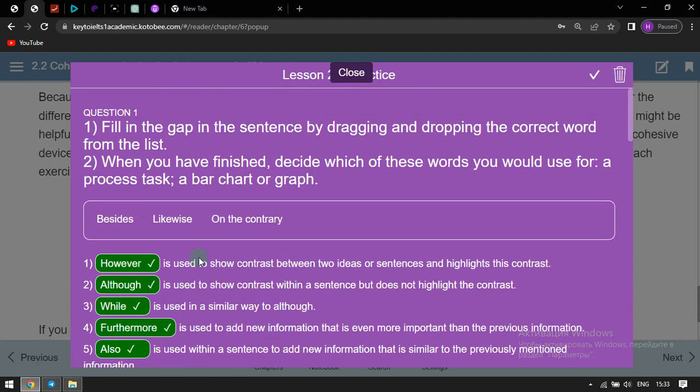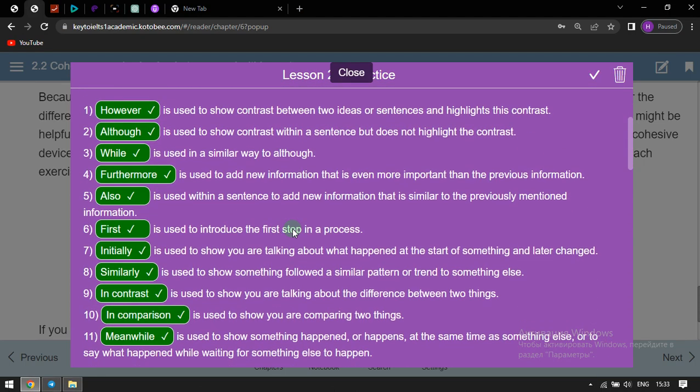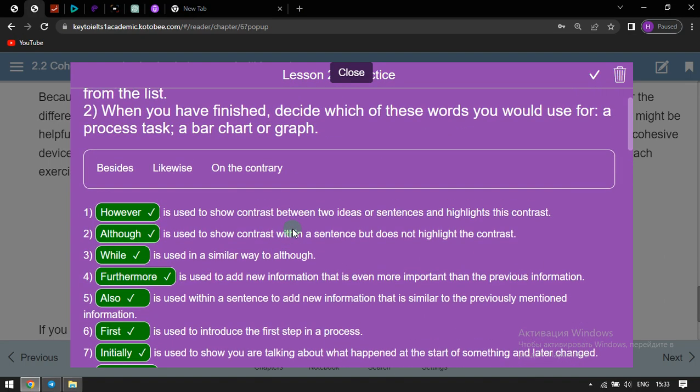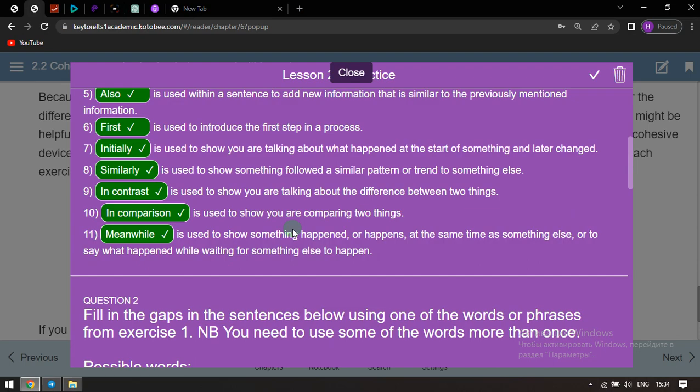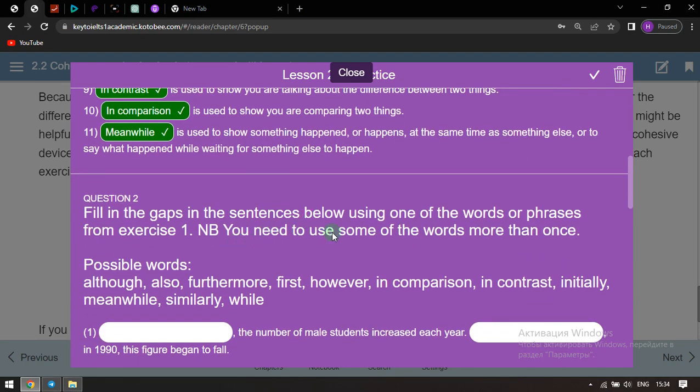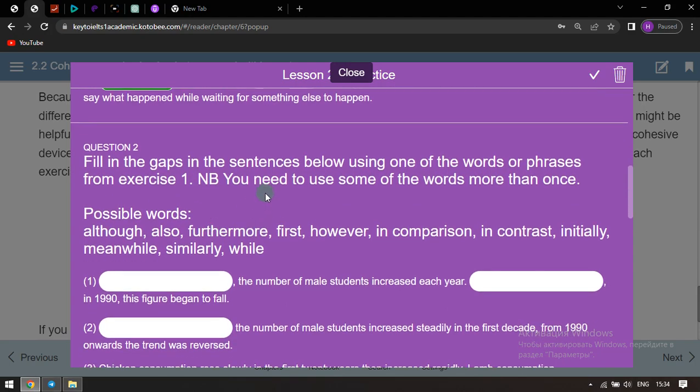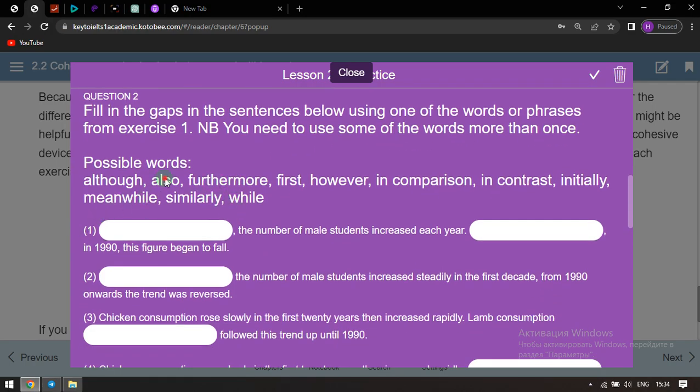Question number 2. Okay, fill in the gaps in the sentences below using one of the words or phrases from exercise 1, and in part B, you need to use some of the words more than once. Alright? Possible words: although, also, furthermore, first, however, in comparison, contrast, initially, meanwhile, similarly, while.